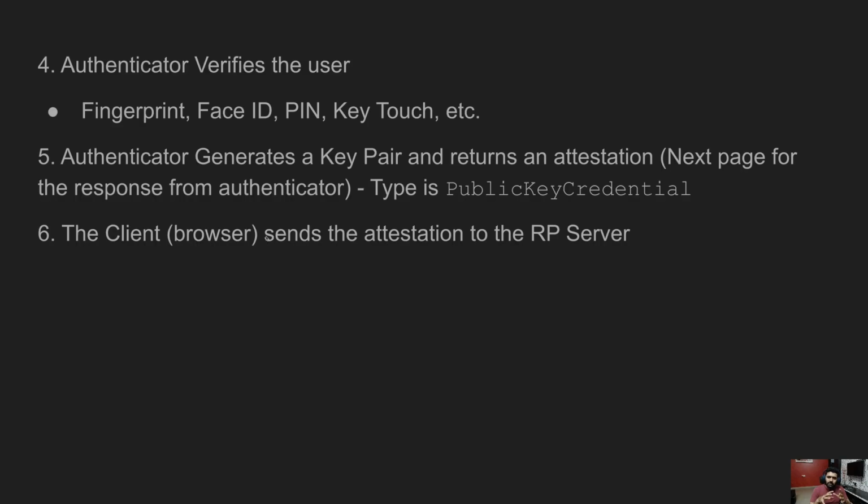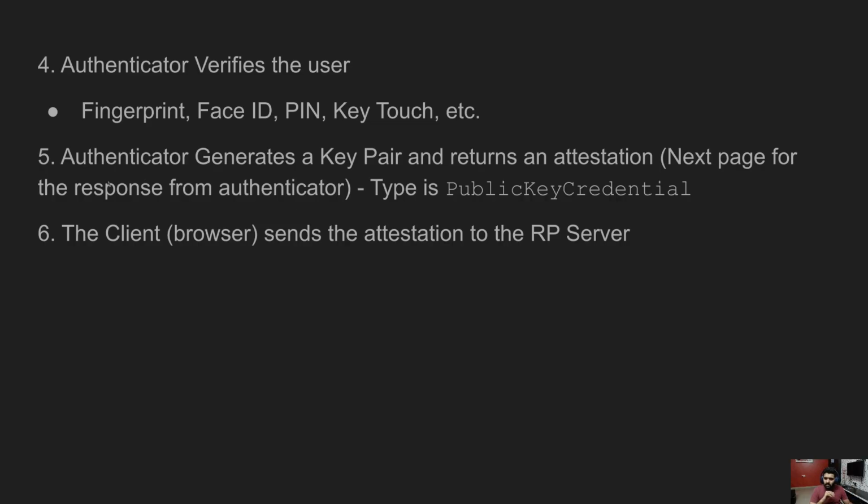Then the authenticator does all these things, verifies the user, then it generates a key pair. Since this is a registration flow, the credential is not present in the authenticator yet. So the authenticator will generate a key pair, and it will return an attestation, which has a type PublicKeyCredential. PublicKeyCredential is a type defined in this WebAuthn API. You can read more about that there. I will provide the link. And then the browser sends the attestation to the RP server.